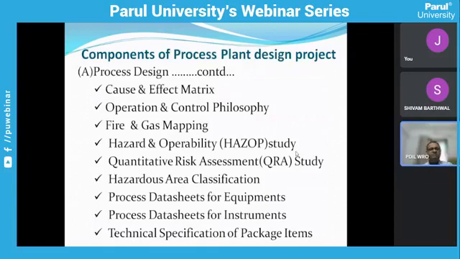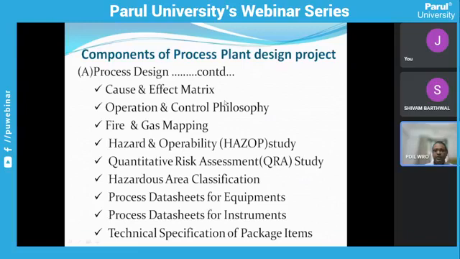Once this part is developed, that means P90 has been developed, then the next activities are the cause and effect matrix and the operation and control philosophy. The cause and effect matrix means if the pressure is high, then what action will be taken? If the temperature is low, then what action will be taken? So you have to maintain these in a tabular form. One side is cause, another side is consequence, and it is governed by some interlock. So the cause and effect matrix basically gives this kind of data.